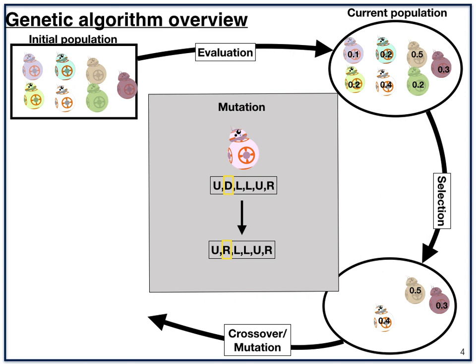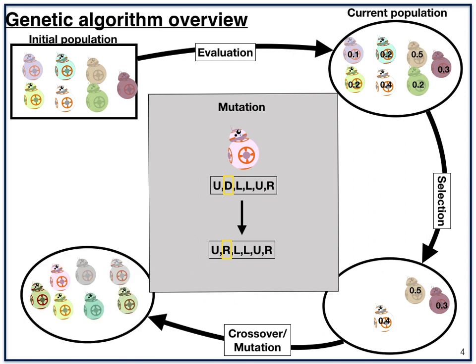With mutation, in this example, we're going to pick one of the genes at random, and we're just going to randomly change it. So the second gene, we're going to change from a down movement to a right movement. Now, once we've done crossover and mutation, we're going to add this individual into a new population, and we're going to keep doing that process over and over again until we generate a new population that's the same size as the old population. That's one way of doing it.